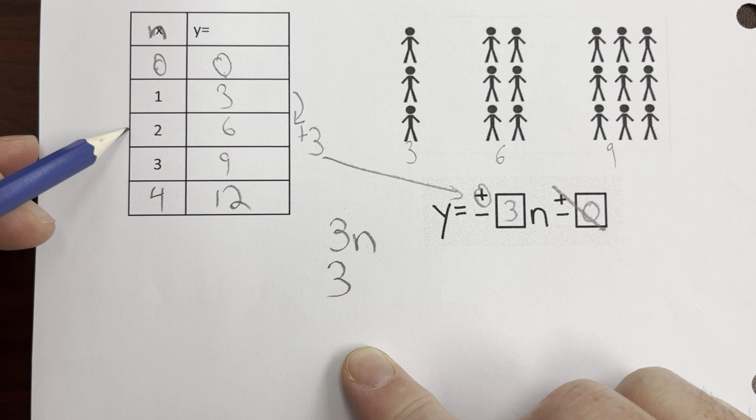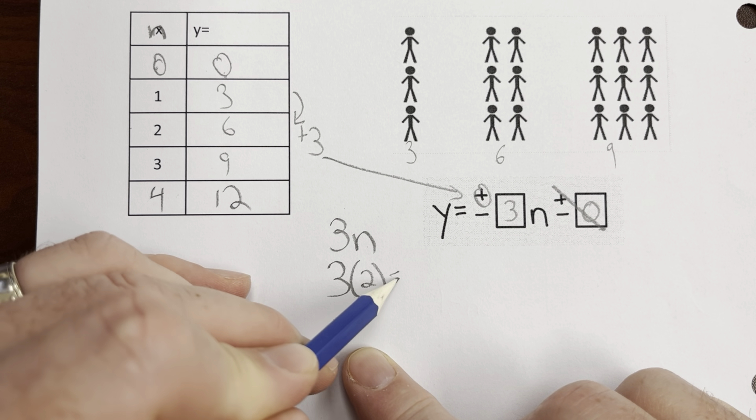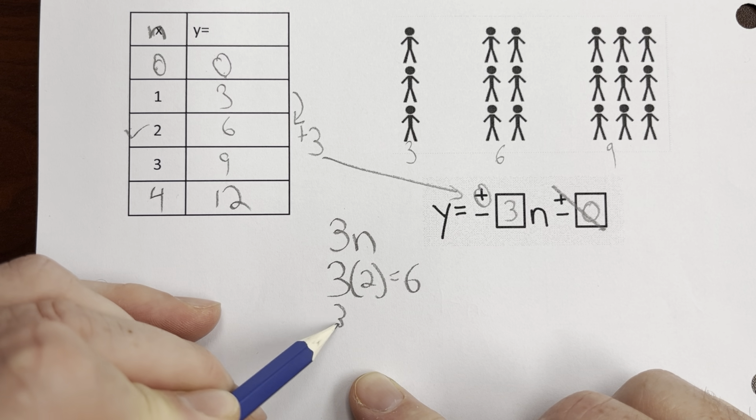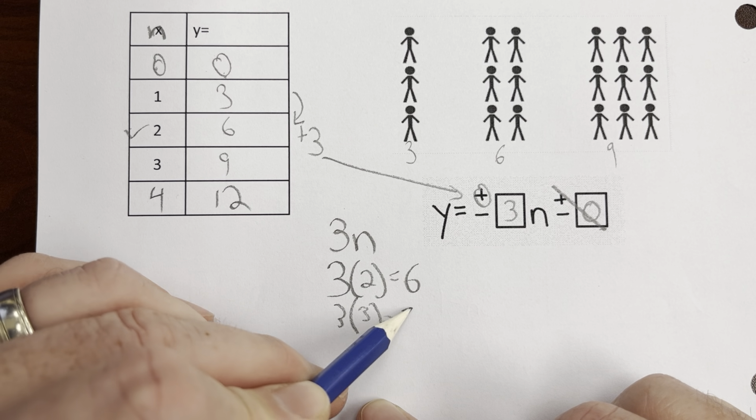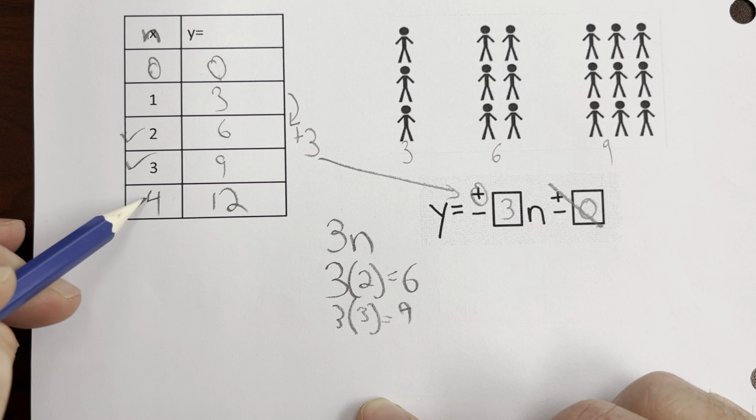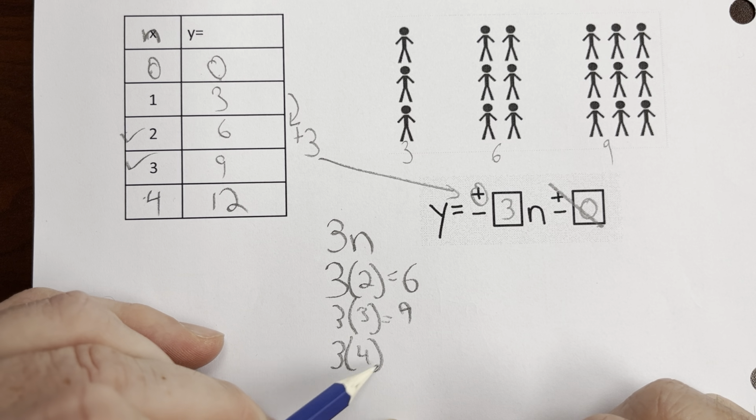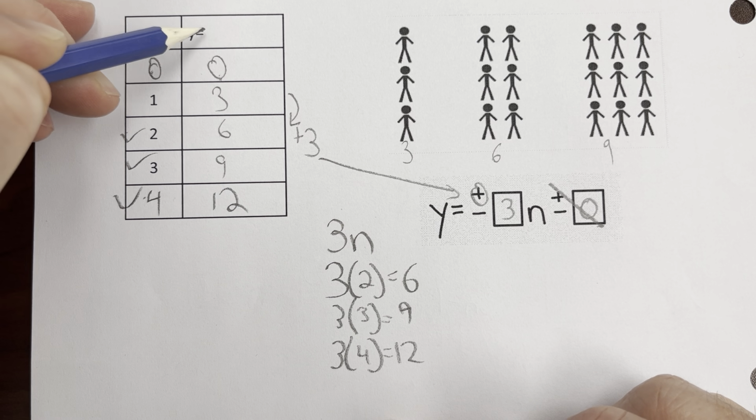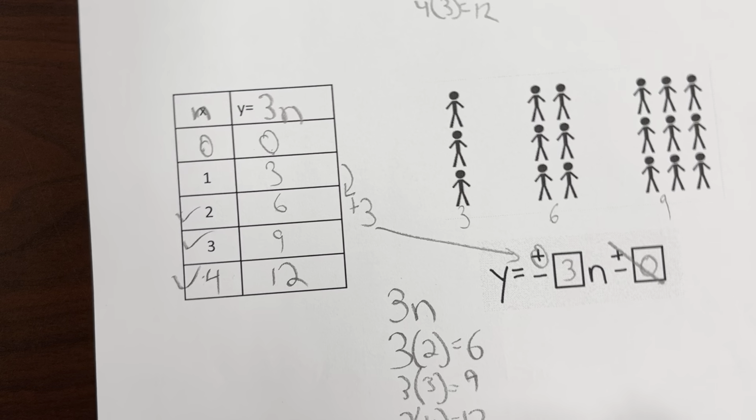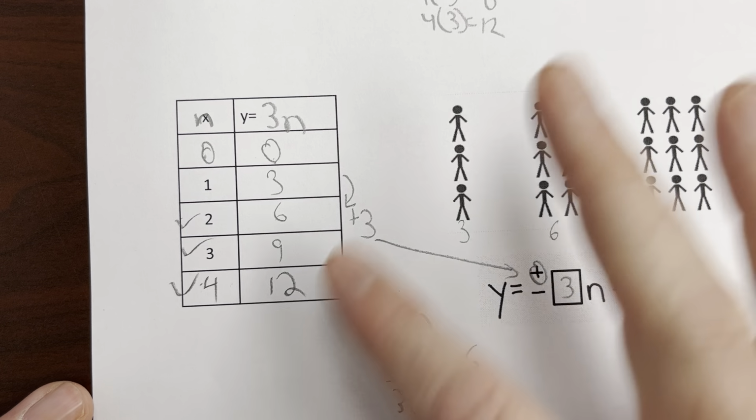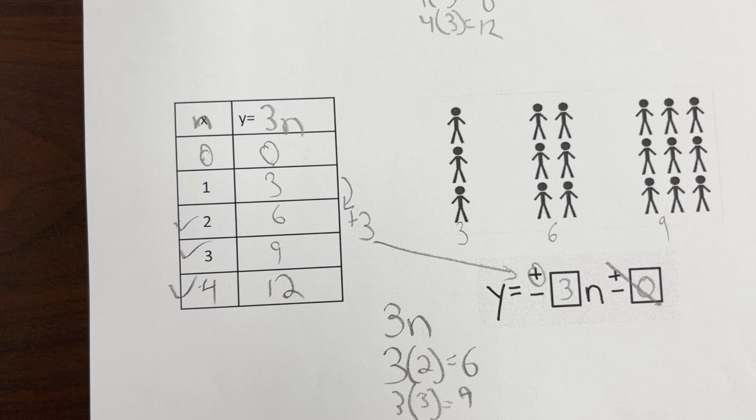Let's check it out. Let's do the 2. 3 times 2 is 6. Nailed it. 3 times 3 is 9. Nailed it. 3 times 4 is 12. Nailed it. So this is 3n. So that's the expression that goes with this pattern. So that's how you use the expression builder.